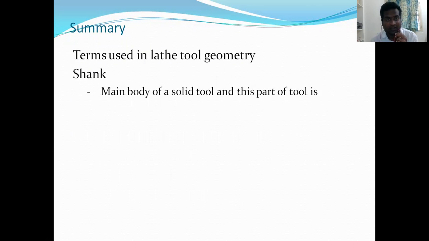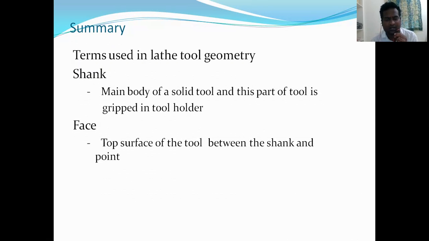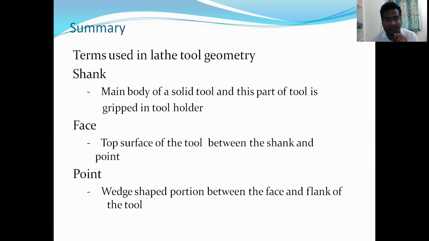And after that we have discussed the lathe tool geometry. In that we have discussed the body parts, the first one is the shank. That is the main body of a solid tool, and this part of the tool is gripped in the tool holder. Right? Next, the face, the top surface of the tool between the shank and the point. The point is the wedge shaped portion between the face and flank of the tool.